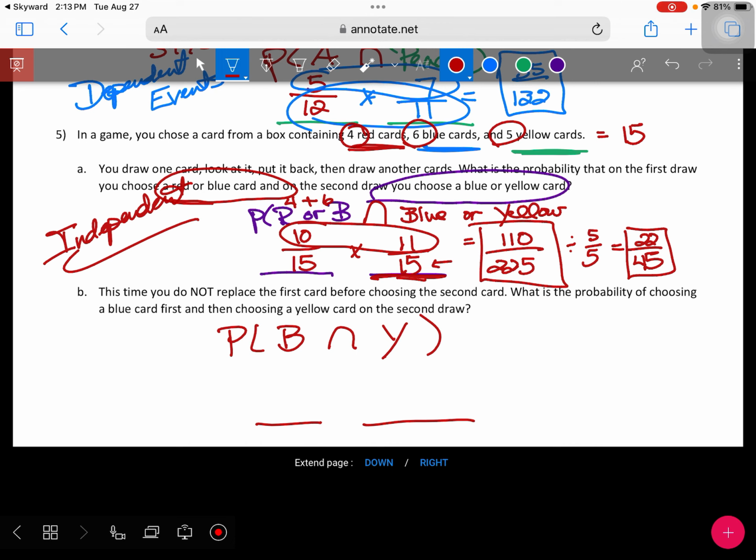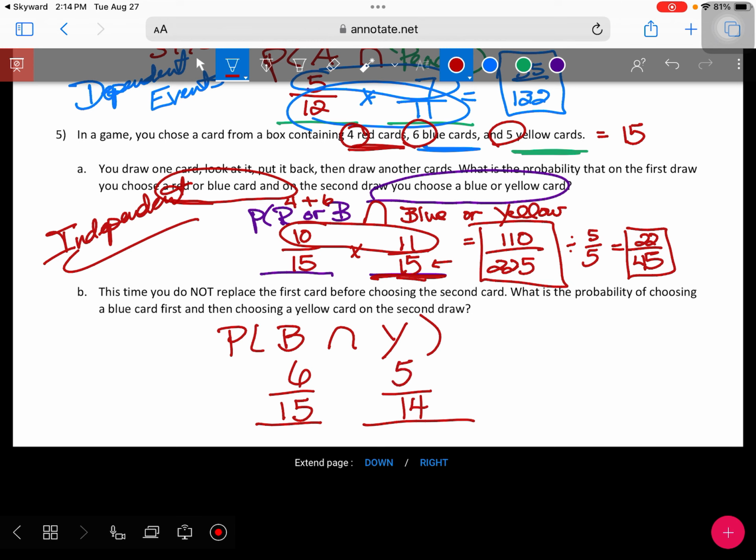Well, but the first draw, I still have all 15, right? Okay, and how many blues do I have? 6. Okay, now, after I draw that first card, I'm keeping it. How many cards do I have in the second draw? 1 less, which is 14. How many yellows, theoretically? 5.